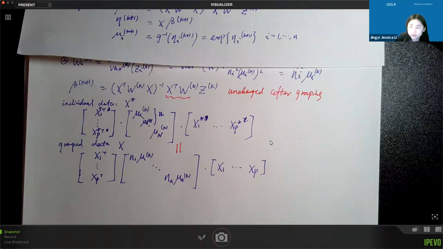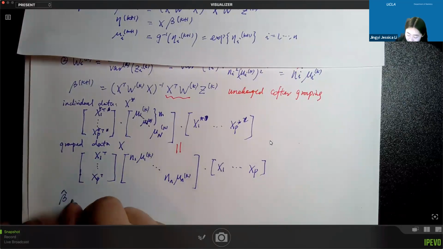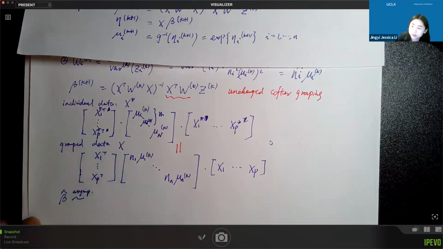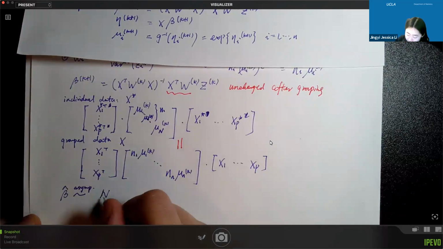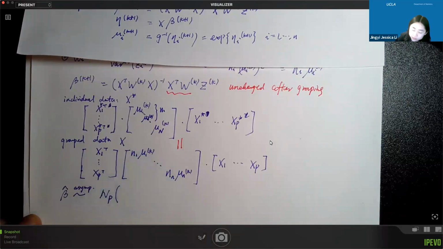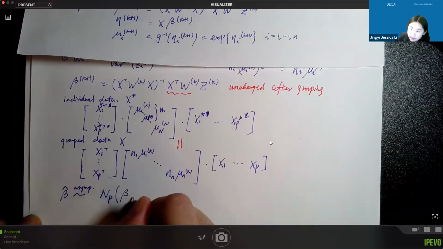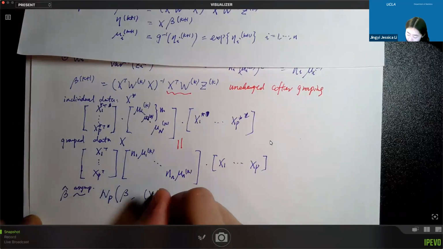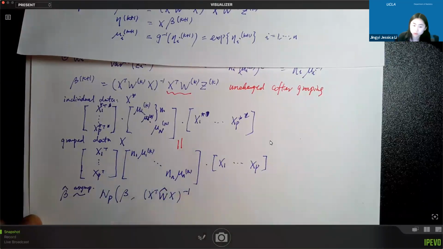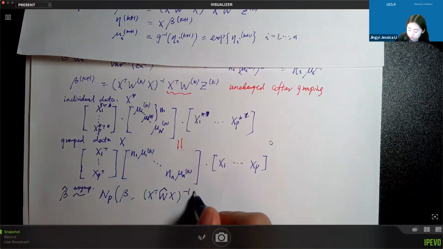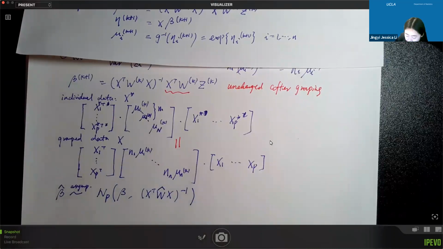Okay, and then for the inference, right? So previously we have beta hat follows asymptotically, based on the large sample theory or central limit theorem, a multivariate p-dimensional normal distribution with mean beta and the covariance matrix as (X transpose W X) inverse, and this W is going to be based on our MLE estimate. So that's something we do, the plug-in, so that this unknown parameter is achievable.